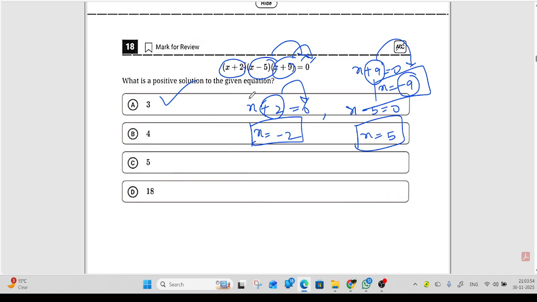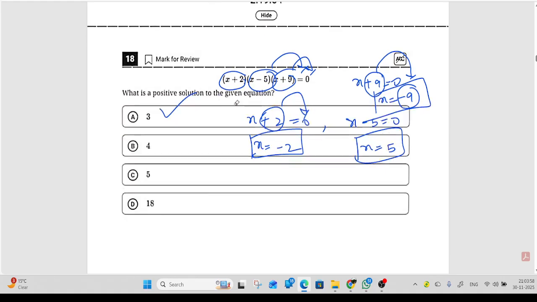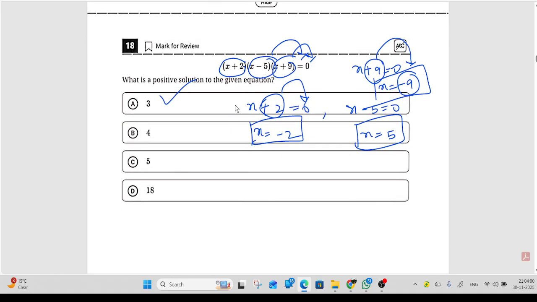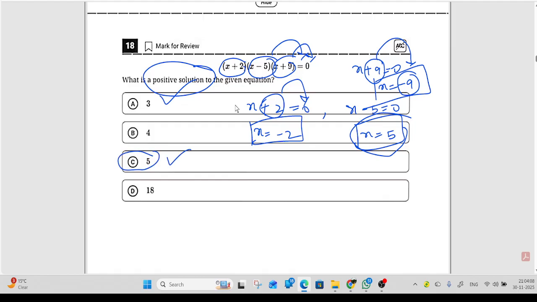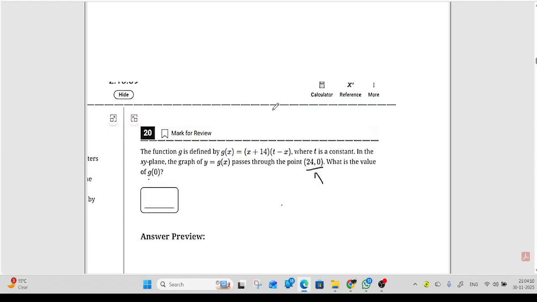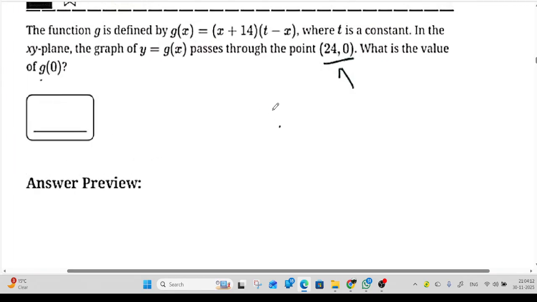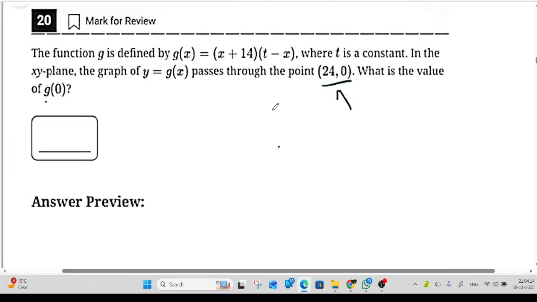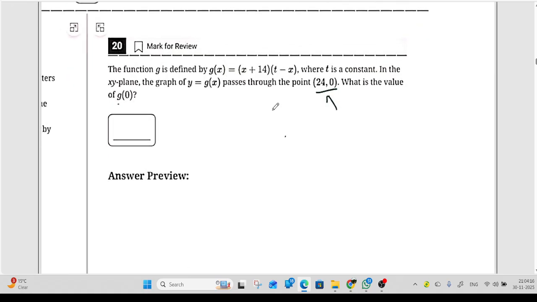Okay, sorry. It is not asking how many solutions there are. It is asking what is the positive solution. So the positive solution is just one, which is 5. So option C is correct. Sorry. Okay, let me just keep it like this.